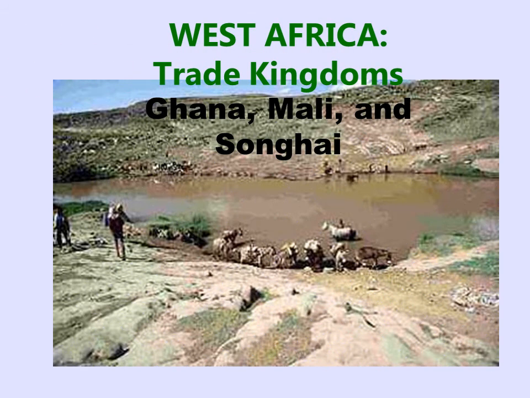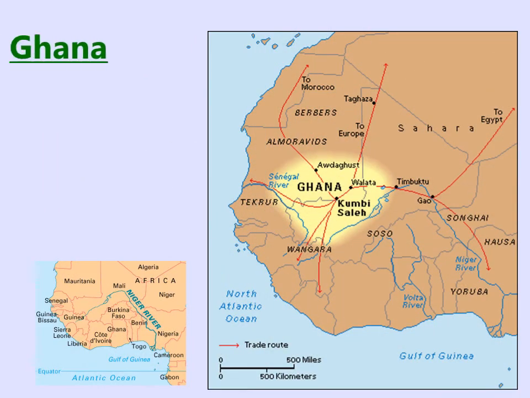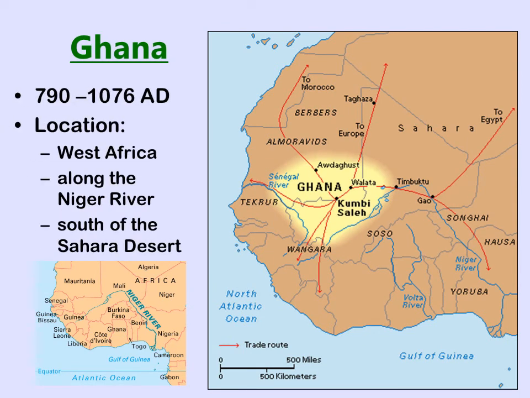All right, so here's your 3 kingdoms. You can see again how different it is, desert-like up here. So it starts with Ghana around 790 AD, and it is in West Africa along the Niger River, which is south of the Sahara Desert. So you know it's going to be super dry there.